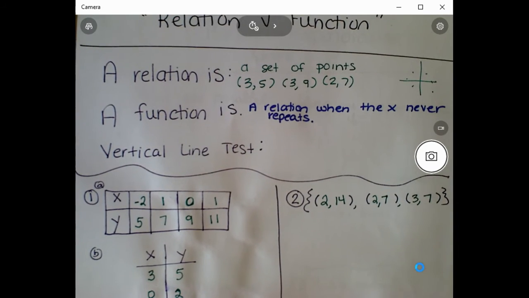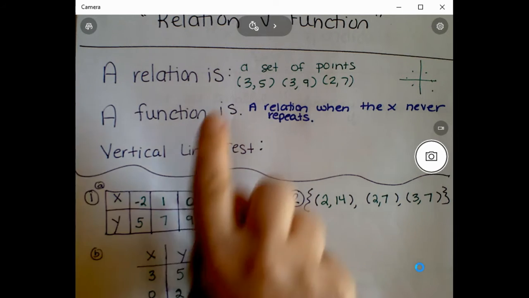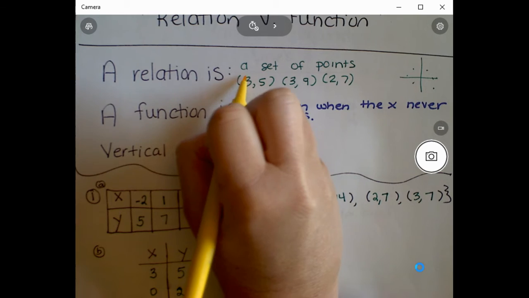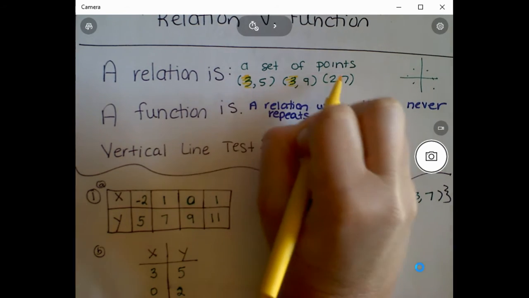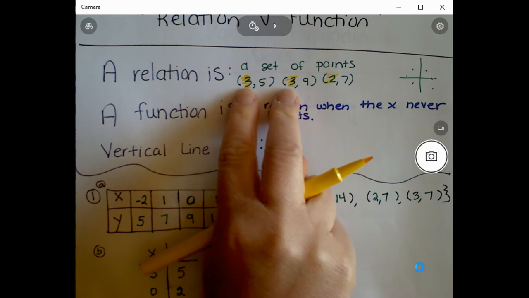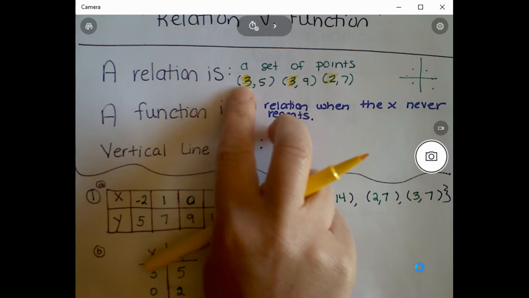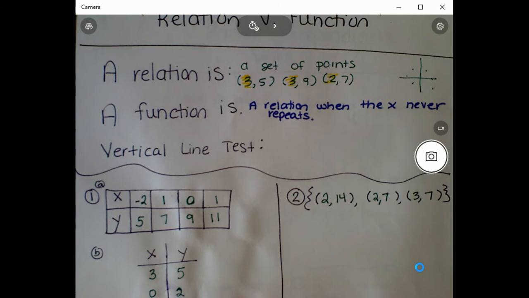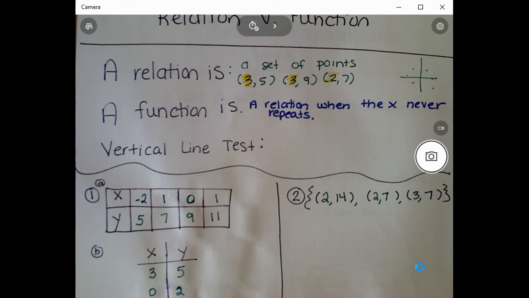The x never repeats. So if you look up here at this one and we look at the x values, here are x's. This would not be a function because do you see there's 2 3s in the x column? This is not a function. It's a relation, but not a function, because to be a function, the x can never repeat. If you are given a set of points like these down here that we'll talk about, you just look at the x's and see if it repeats or if it doesn't repeat.